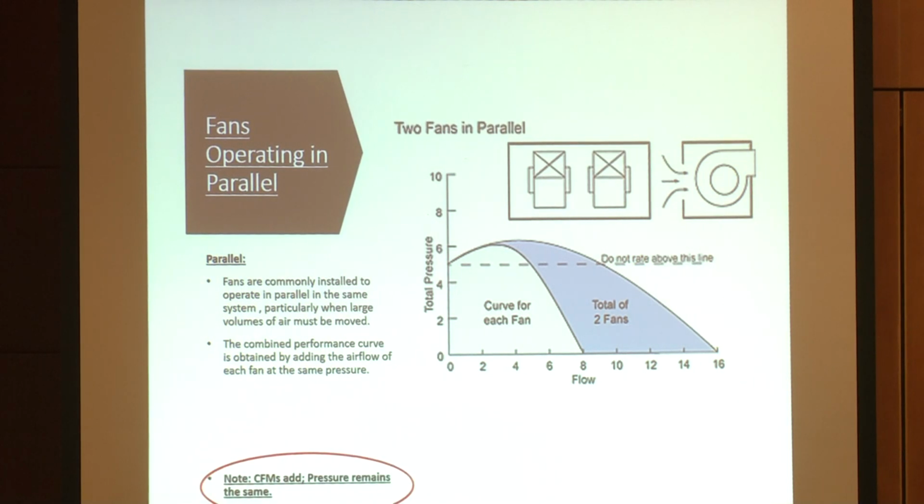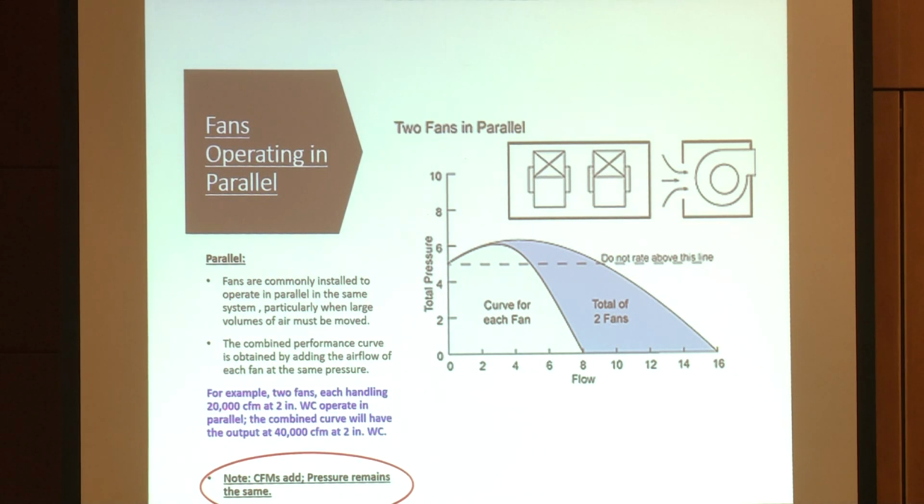But the way they operate, if you're operating in parallel, the CFMs or the flows add, the pressures remain the same. So you can see here that the flows add, but the pressure is going to stay the same. If you take 2 fans, both operating at 20,000 CFM and 2 inches of water column, and you combine them, in parallel you're going to go 20 plus 20 equals 40. So you're now going to get 40,000 CFM, but that pressure is going to stay the same. And that's operating in parallel.